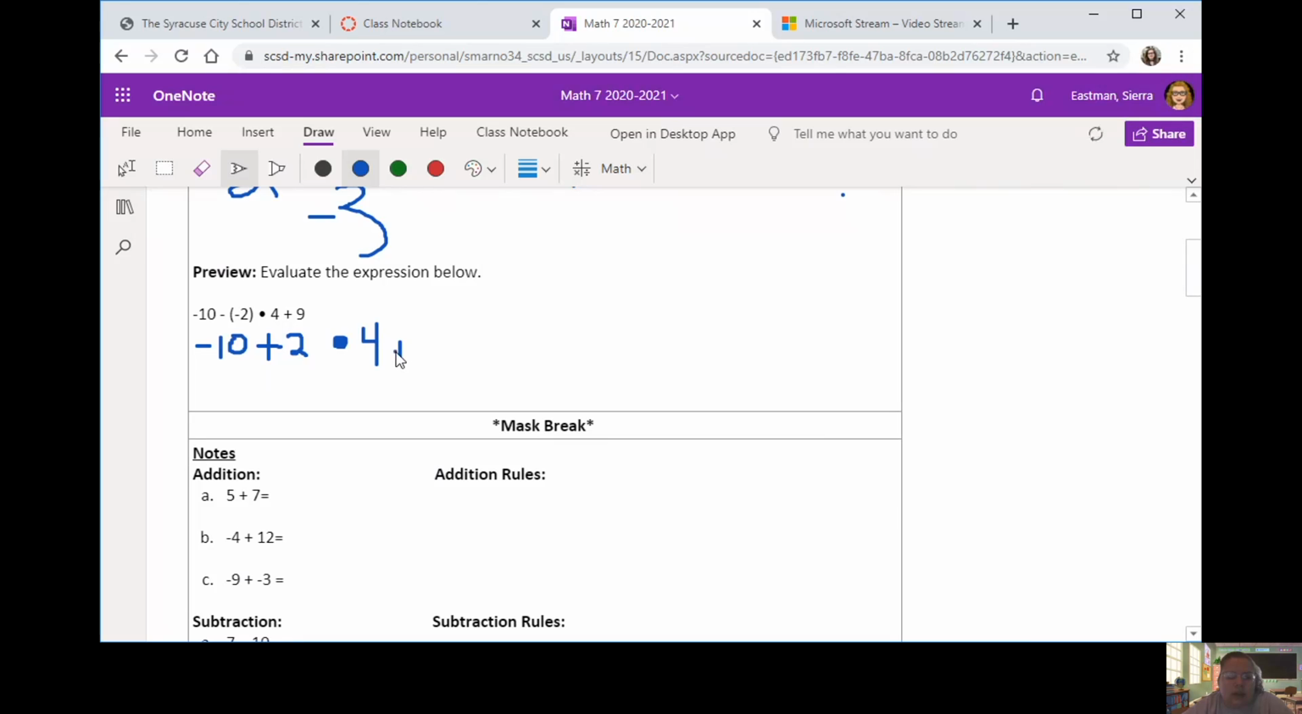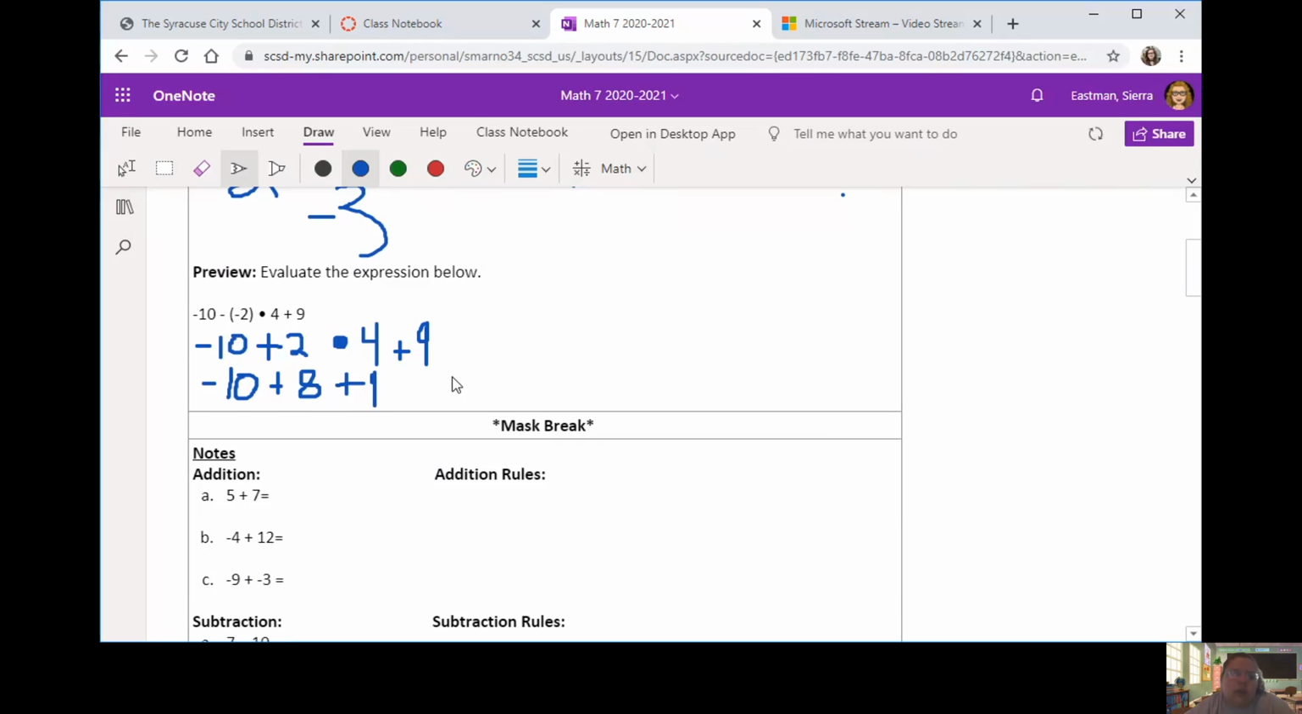The next letter in our PEMDAS is exponents. There's no exponents, so we skip that one as well. And then we have multiplication, and we can multiply 2 times 4. So my -10 is going to stay the same. My 2 times 4 is going to become an 8 with my plus sign from there. And then I'm still adding 9.